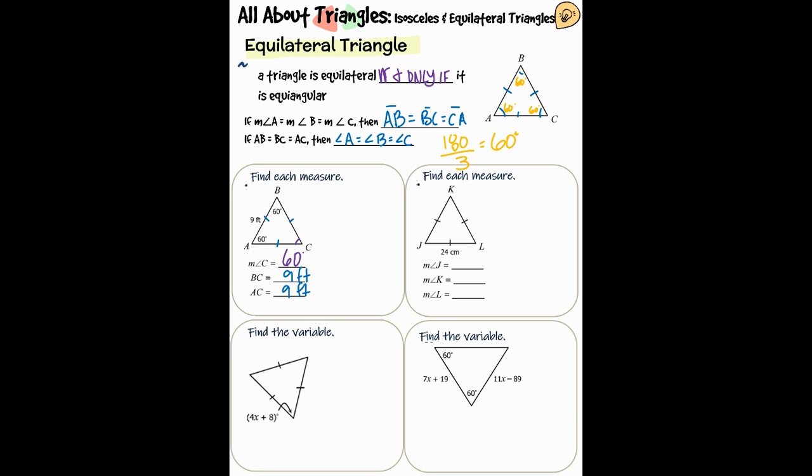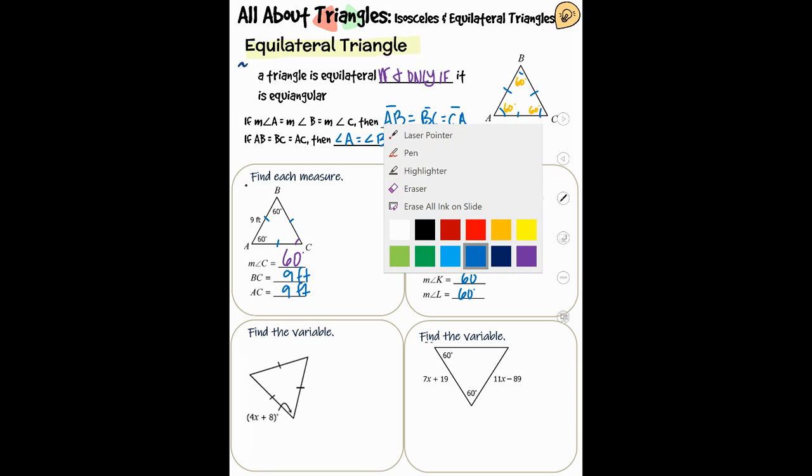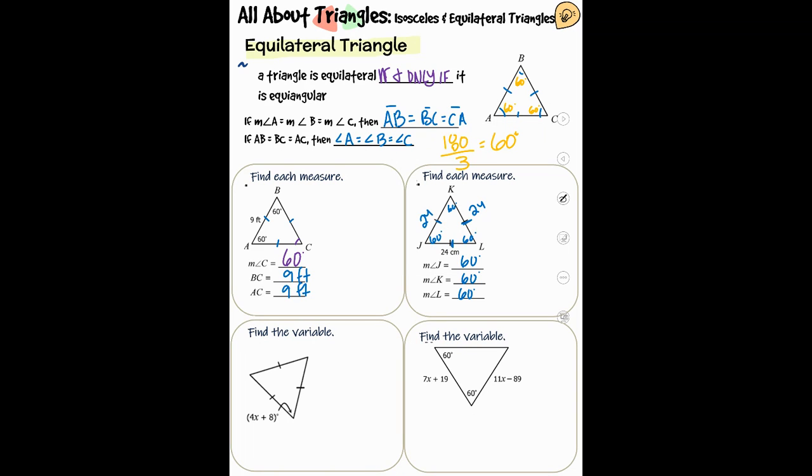The second one, JKL, we know it's equilateral because each side is congruent. We know that by these little tick marks. So each side is 24, 24. If all the sides are 24, all our angles are also the same, and they are also all 60 degrees, 60 degrees, 60 degrees. These are easy peasy ones.